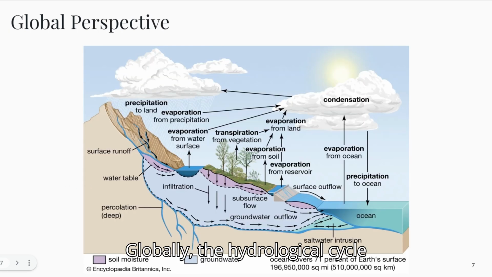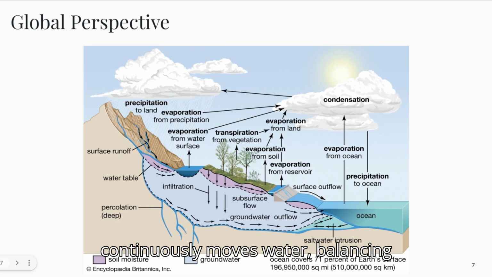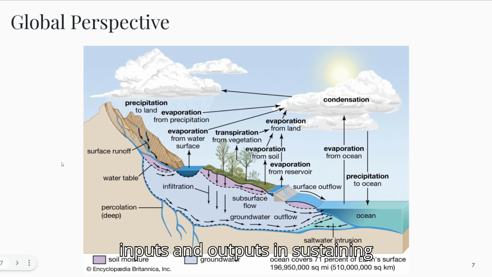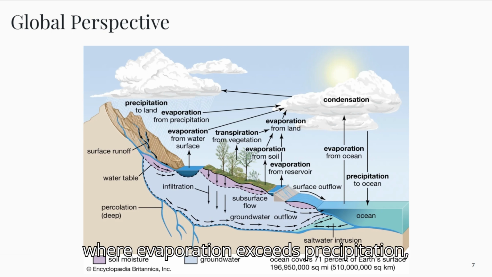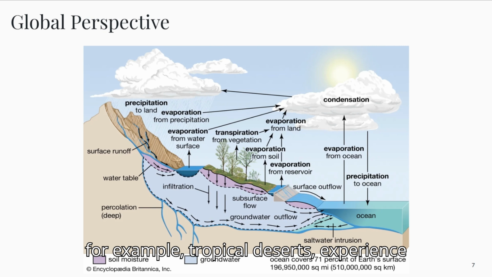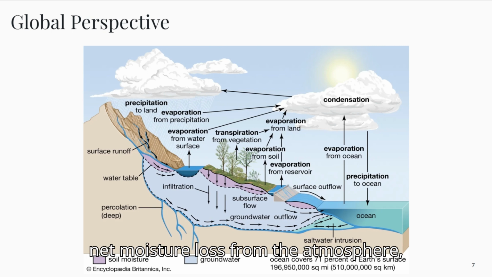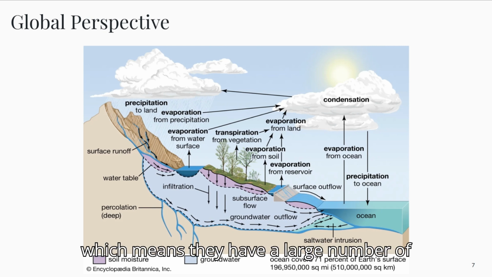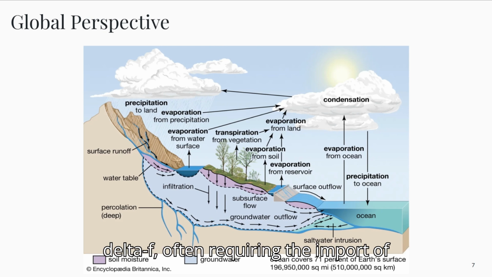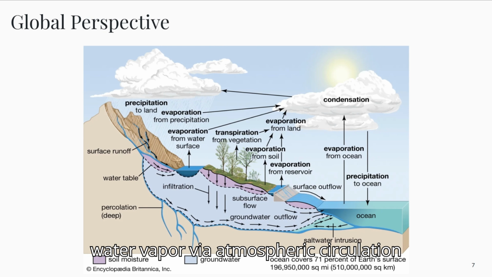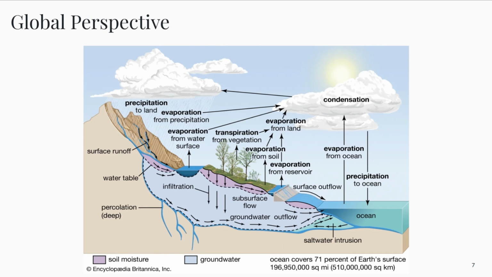Globally, the hydrological cycle continuously moves water, balancing inputs and outputs in sustaining ecosystems and climate. Regions where evaporation exceeds precipitation, for example, tropical deserts, experience net moisture loss from the atmosphere, which means they have a large negative delta F, often requiring the import of water vapor via atmospheric circulation for precipitation to occur.